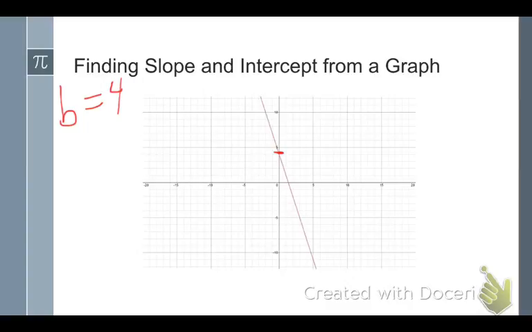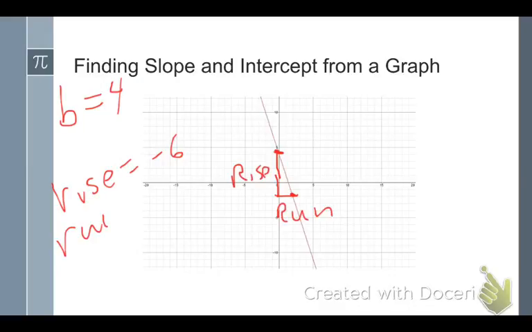Slope is rise over run. So we can start there, and let's find some other nice point on the line. So I've got this point, and I've got this point down here that nicely crosses the grid. And it looks like I have to go down 4, 5, 6 units. So my rise is -6 because I went down. And I have to go over 2. So this is the rise, and this is the run. The run is 2 to the right, so that's going to be positive.